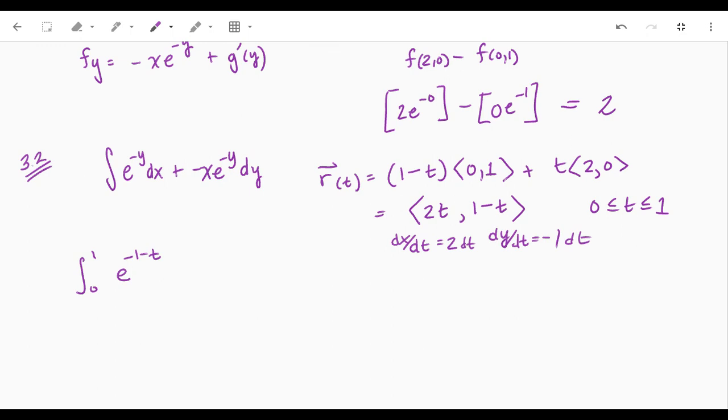Okay, so then I'd have e to the negative 1 minus t times 2 plus negative 2t e to the negative 1 minus t, and then multiplied by negative 1, so we change that to a positive, dt. Okay, I'm going to factor the 2 out, and I'm going to change that to be e to the t minus 1 plus t e to the t minus 1.